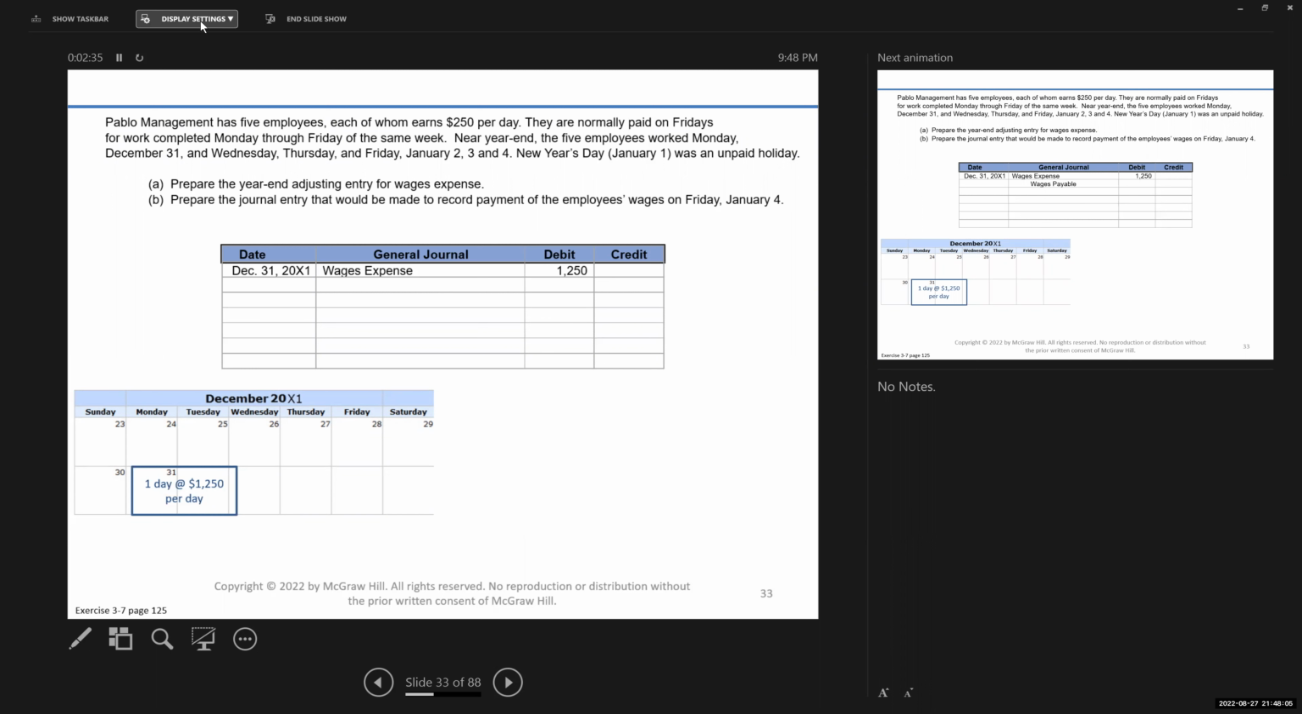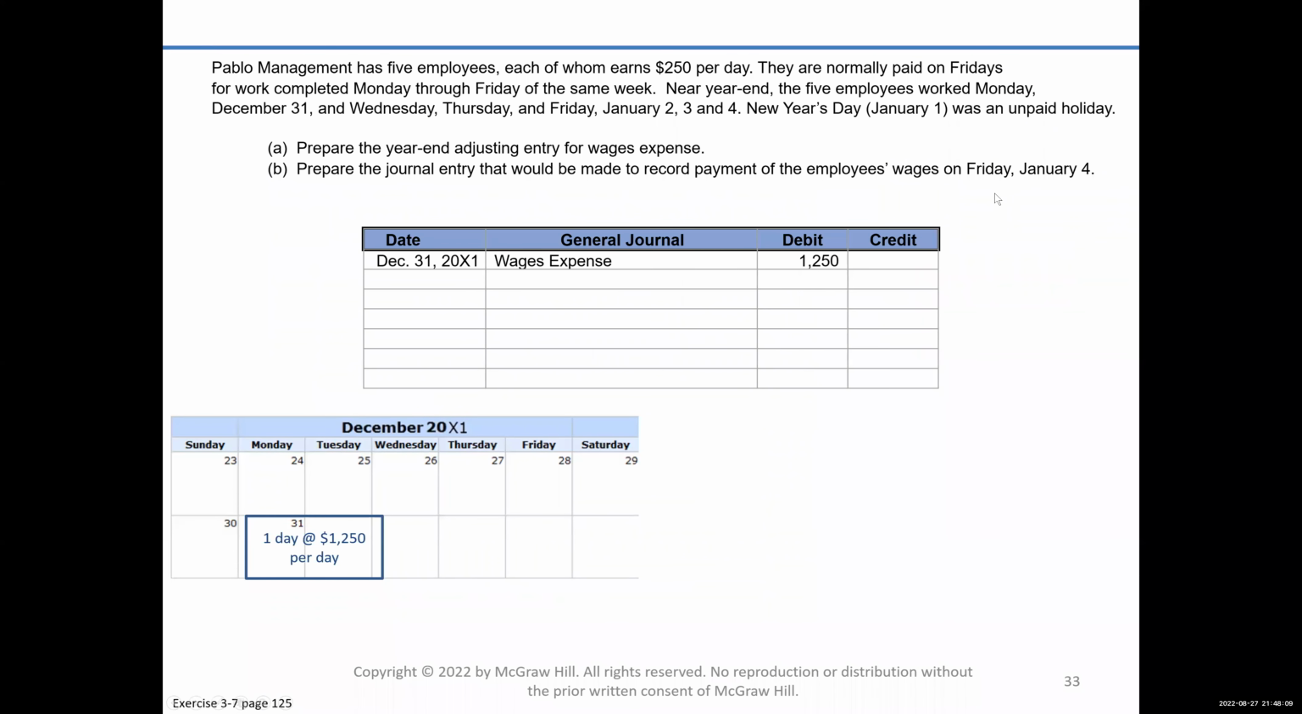You know what? I'm going to switch settings so you can see it better. That better? Yeah, that's probably easier to see.